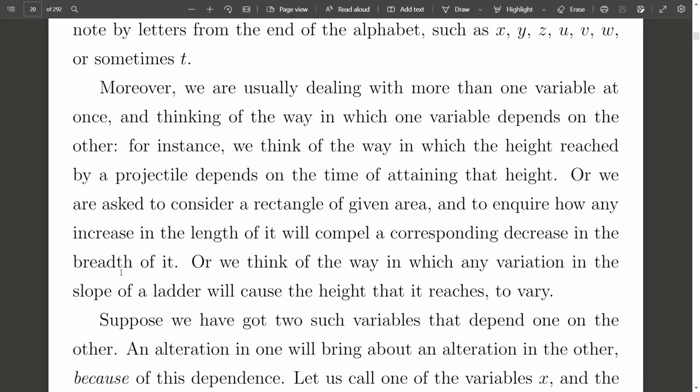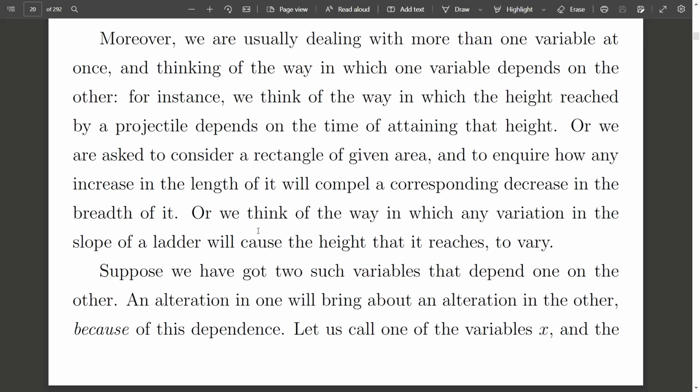Moreover, we are usually dealing with more than one variable at once and thinking of the way in which one variable depends on the other. For instance, we think of the way in which the height reached by a projectile depends on the time of attaining that height, or we are asked to consider a rectangle of given area and to inquire how any increase in the length of it will compel a corresponding decrease in the breadth of it. Or we think of the way in which any variation in the slope of a ladder will cause the height that it reaches to vary.